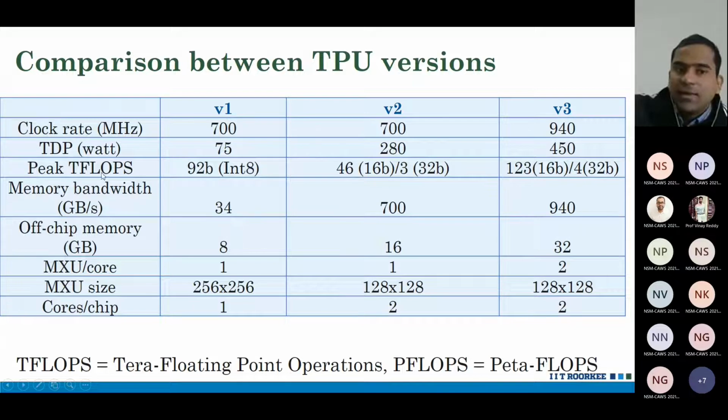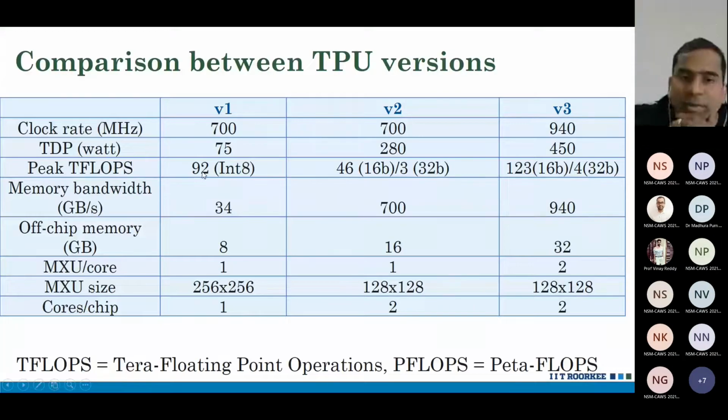Peak performance here it is... Oh, actually just a minute. Here, so here it is 92 teraflops peak. Here it is 46. Here it is, for 16 bit is 123, and for 32 bit is just 4 teraflops.